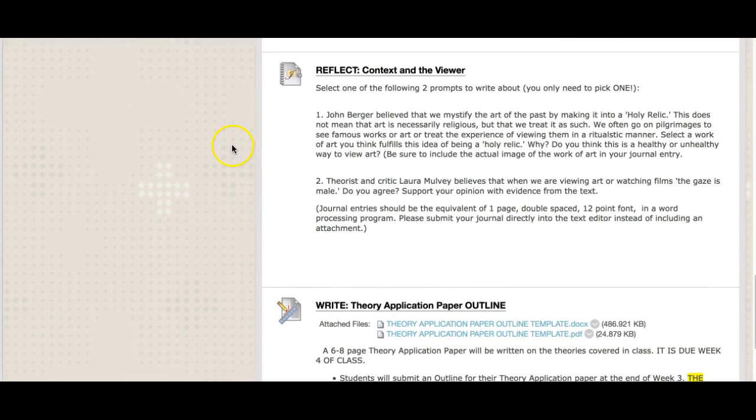Your reflection this week is a journal entry, and you need to just pick one of these prompts. The first one is about John Berger, who believed that we mystify the art of the past by making it into a holy relic. This does not mean that the art is necessarily religious in nature. It doesn't necessarily mean a painting of Jesus or a Madonna or something of that nature.